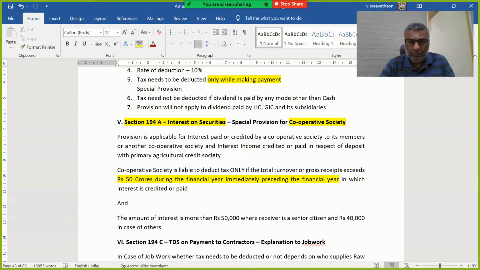Sir, what about ATP on this, sir? ATP is claimed by a cooperative society. This is while they are paying the interest to members.